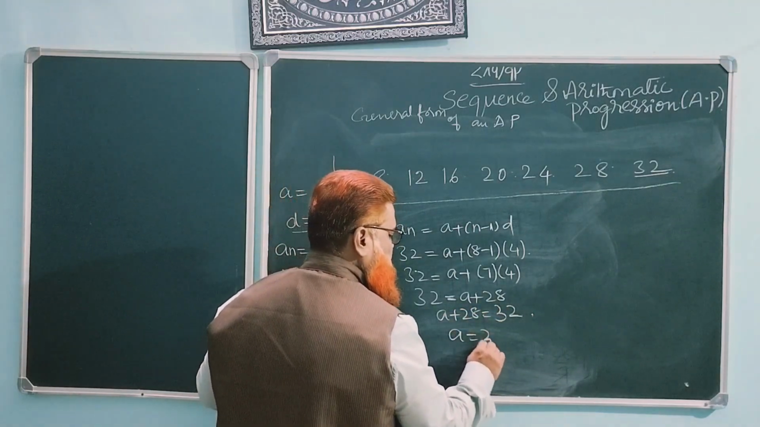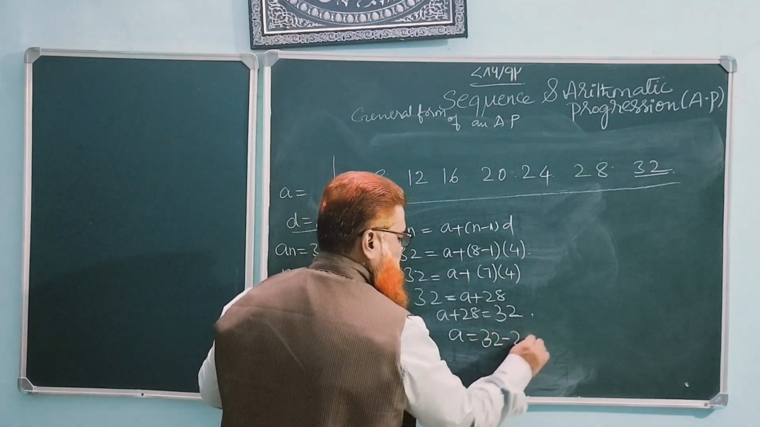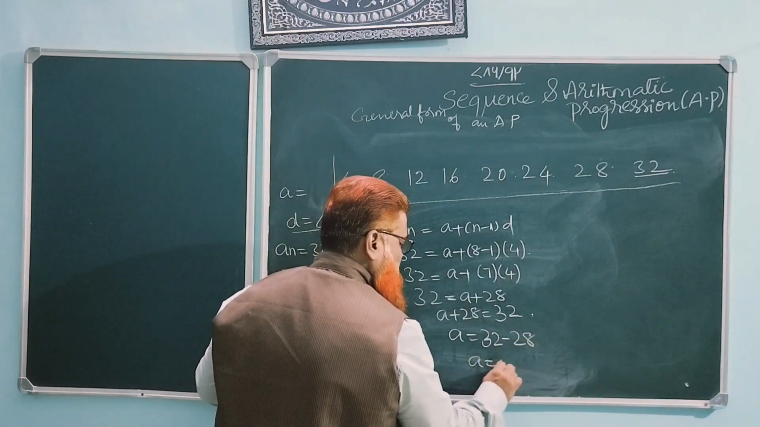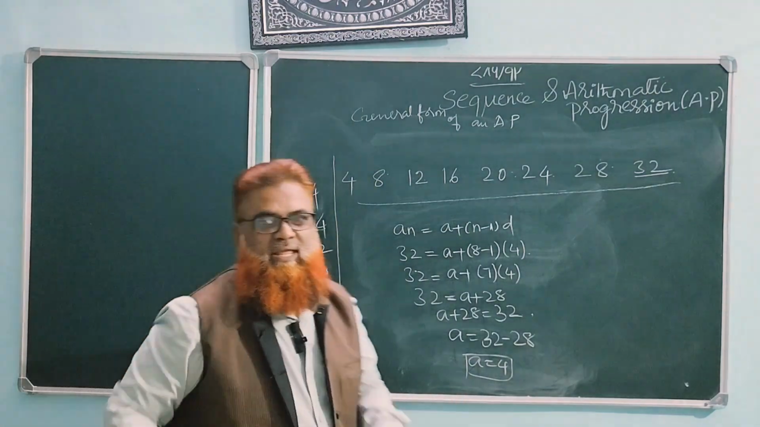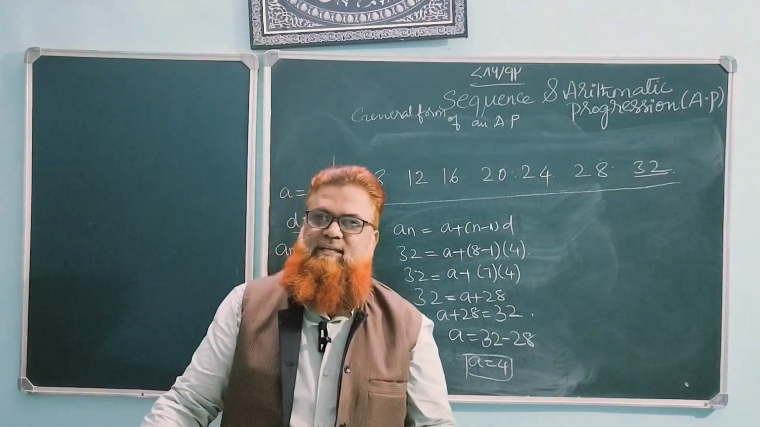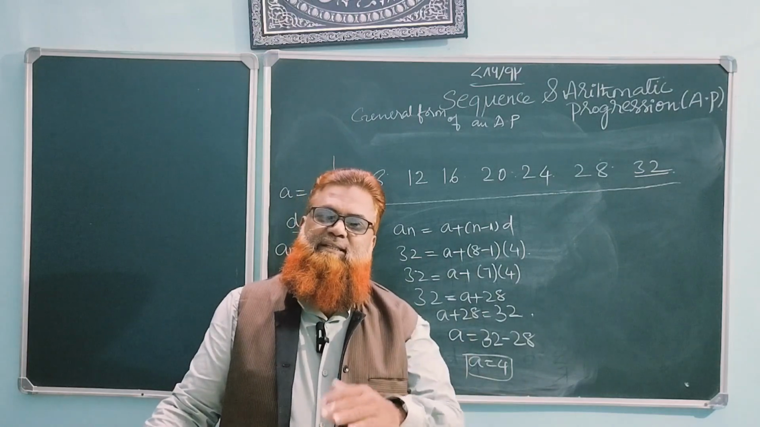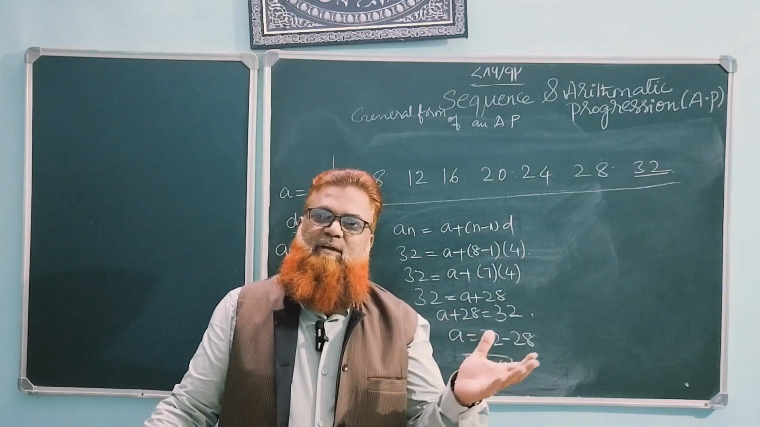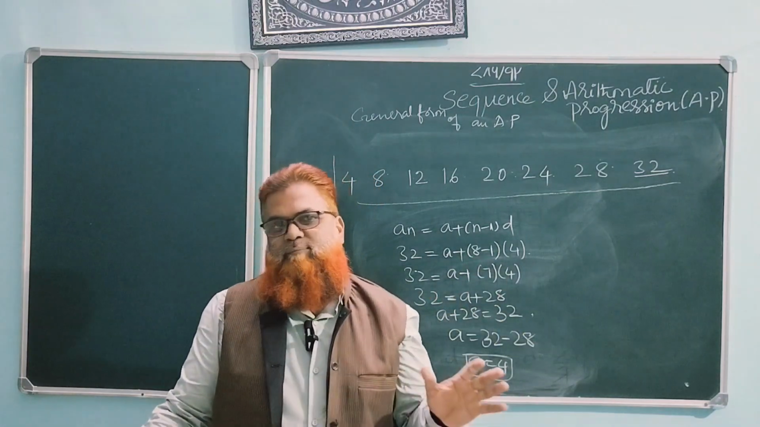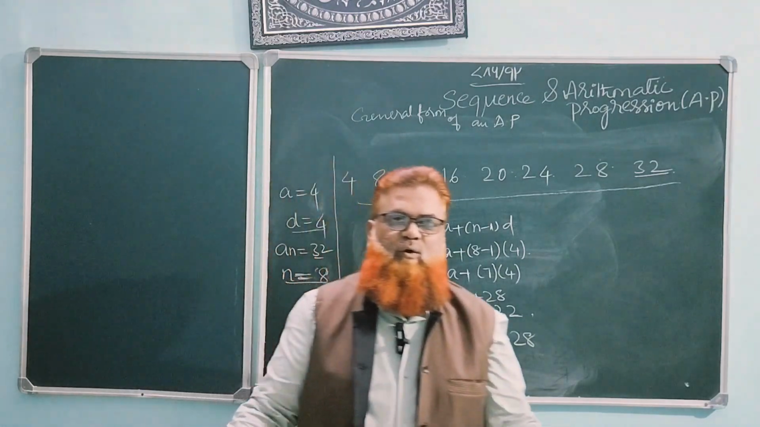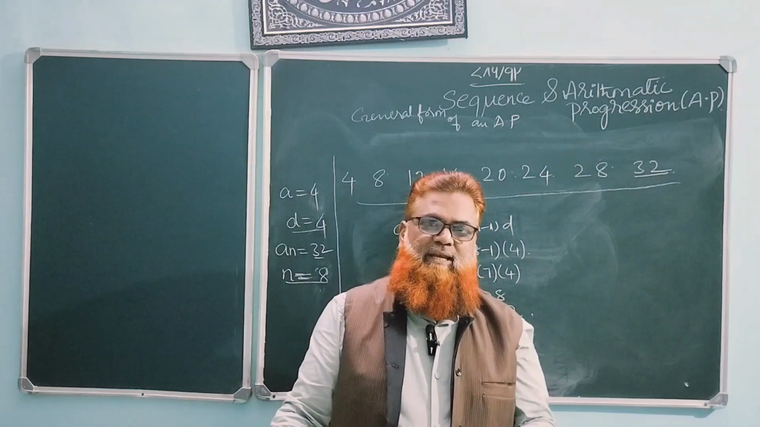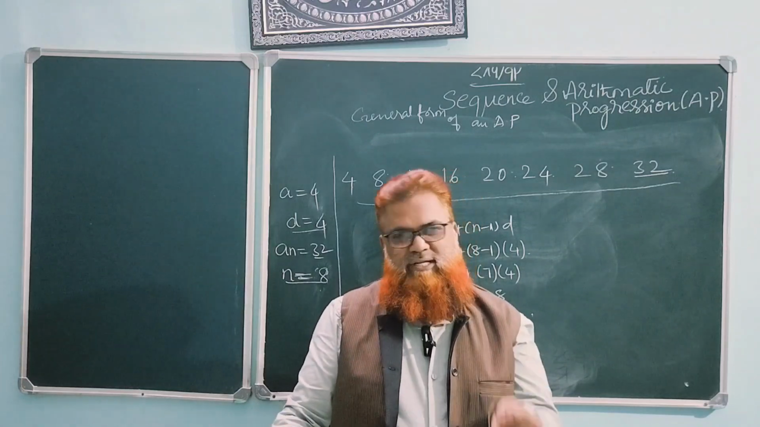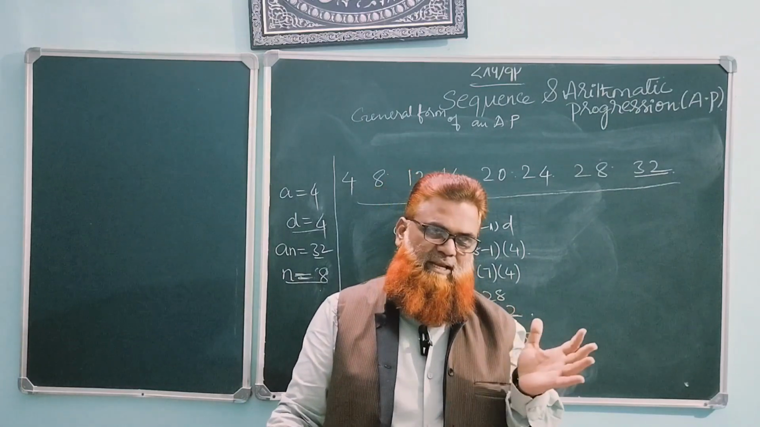Therefore, a is equal to 32 minus 28. A is equal to 4. How did we find this? If one term is missing, we can find that missing term with the help of the given terms. This is the way that we have just started and discussed: what is an, what is a, what is d, and what is n.